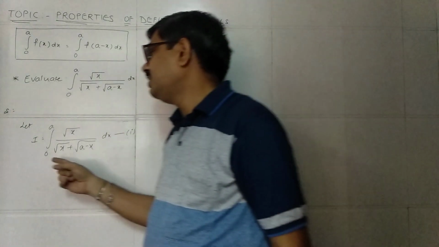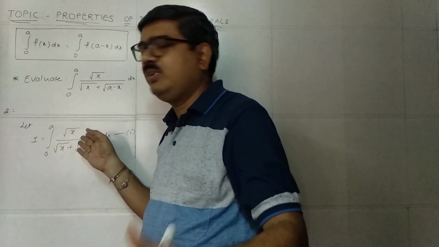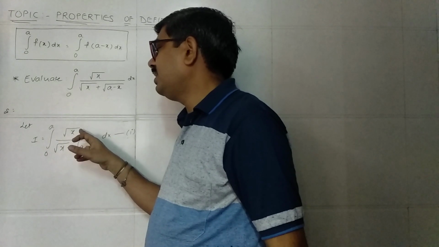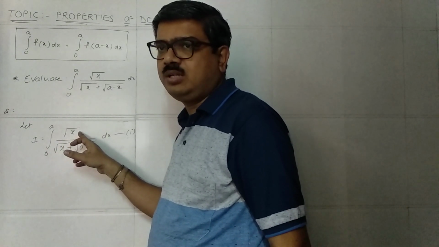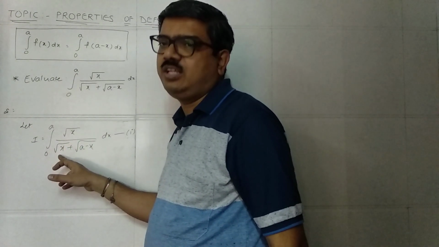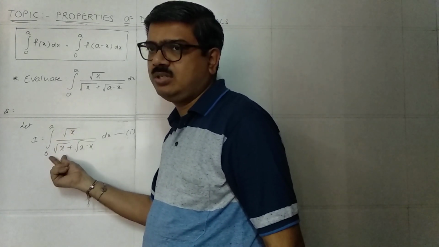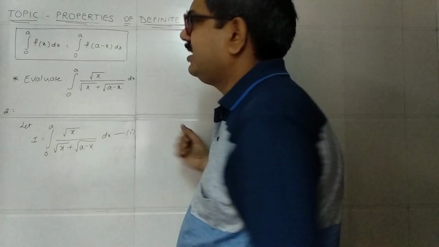First one is how you can identify. Let me repeat. The lower limit must be 0 and the term which is there in the numerator must also be there in the denominator. In this case, root x is there in the numerator and also in the denominator. Now let us see how to apply this property.